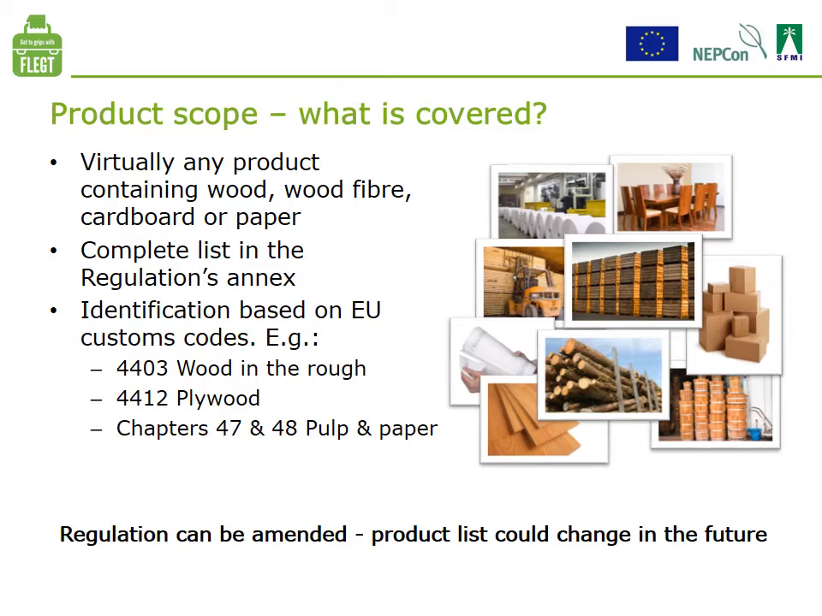Products are identified using EU customs codes. So for example, 4403 wood in the rough, 4412 plywood, and pulp and paper products contained in chapters 47 and 48 of the classification are included. It is important to note that the regulation can be amended so the product list that the EUTR applies to now may change in the future. We will now look at the different types of products in more detail.